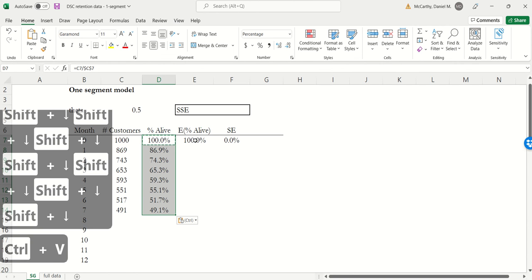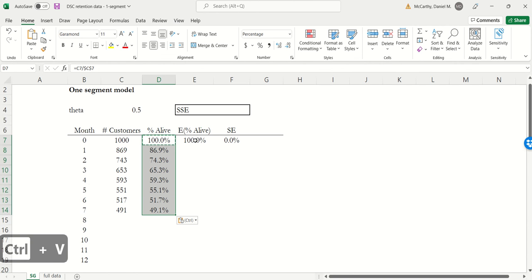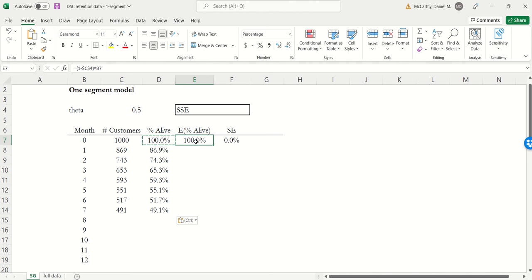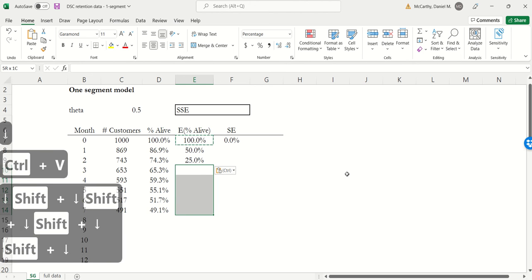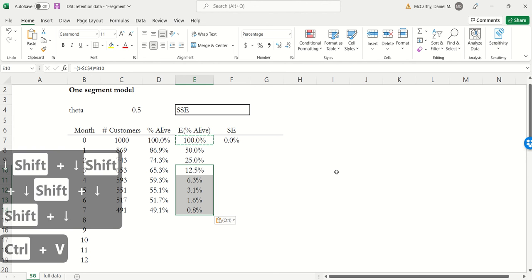And then I'm going to get the model-based expectation for the proportion of the cohort that's alive. So imagine that theta is 0.5. In the first month, we would expect 50% of the customers to churn out, and so 50% of the customers are going to remain. And then in month 2, we would expect 25% of the customers to still be alive, and so on and so forth in all the subsequent months.